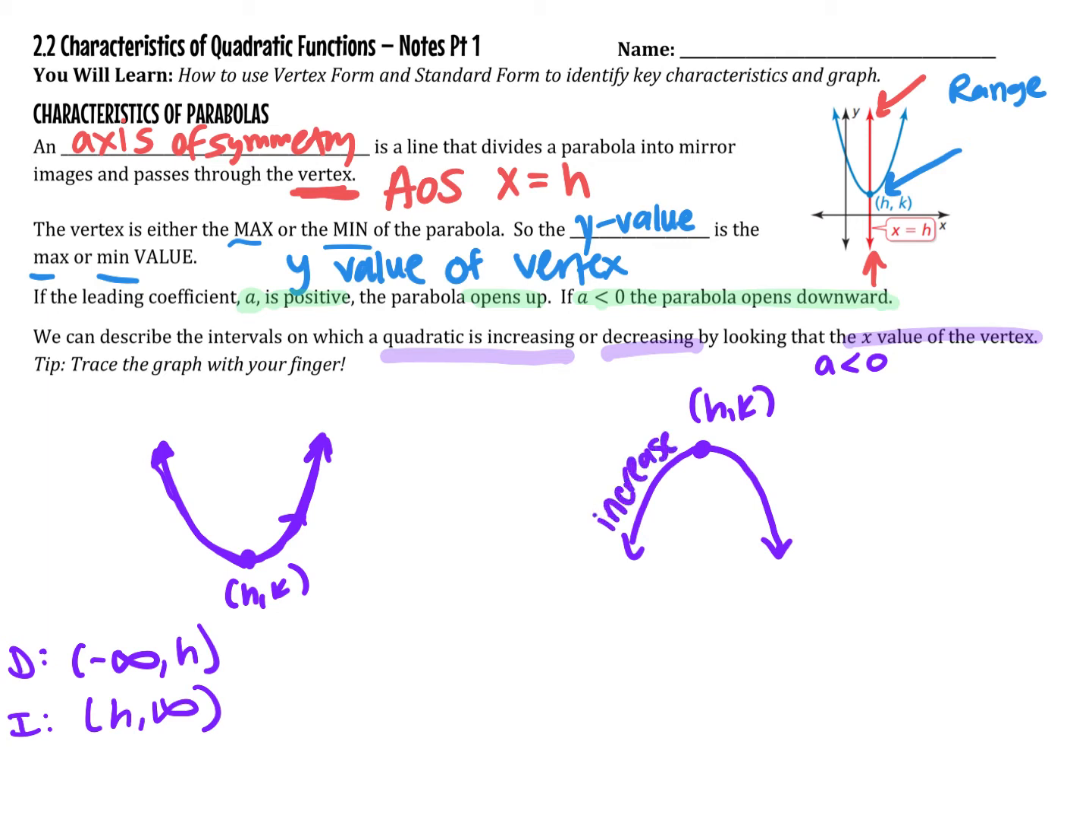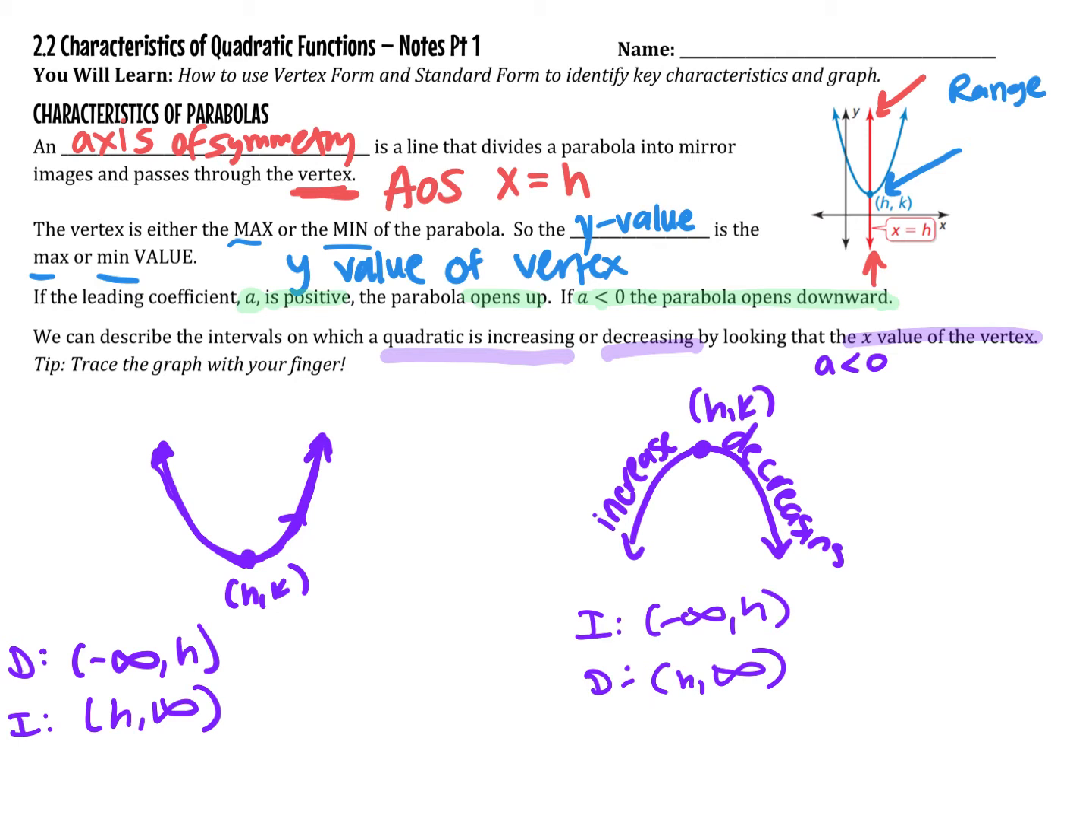I'm increasing and then I'm going down and decreasing. So that's going to change this interval of increasing and decreasing. So now I'm increasing from negative infinity to the x value of the vertex and decreasing from the x value of the vertex to infinity as x goes on forever and ever to the right. So this is new. I really want you to pay special attention to this as we're working through. We're going to think about where it's increasing and decreasing.